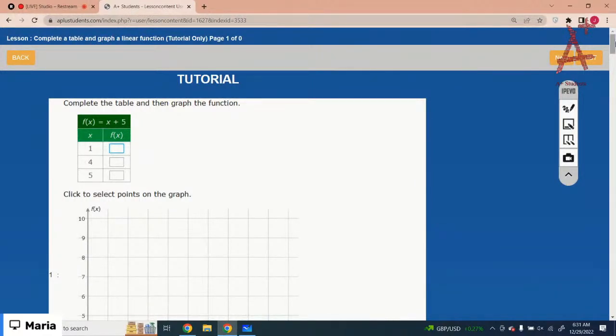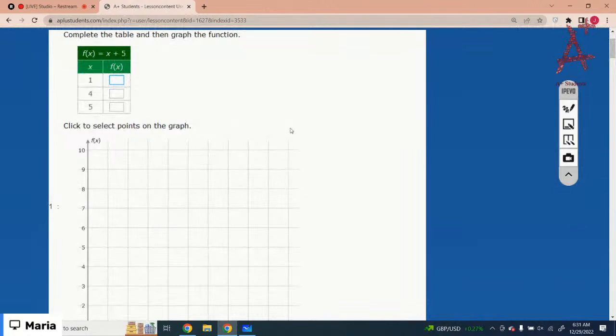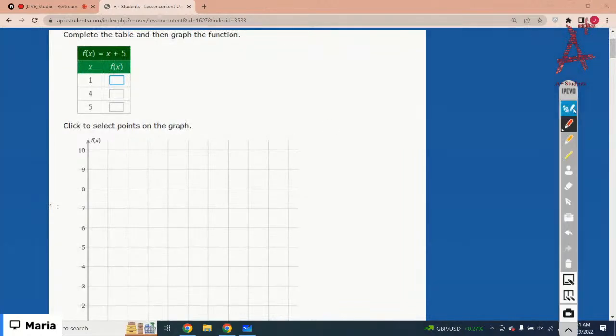So let's start with the first. You are given the equation y equals x plus 5, and the points given are 1, 4, 5. So just put the x values in the table and find f of x. Got it? The equation is x plus 5. So for the first one, you are given x equals 1. So just put x equals 1. 1 plus 5 equals 6. That means here you have 6. Got it? When x equals 4, just replace the x with the value. 4 plus 5 equals 9. So here you have 9.